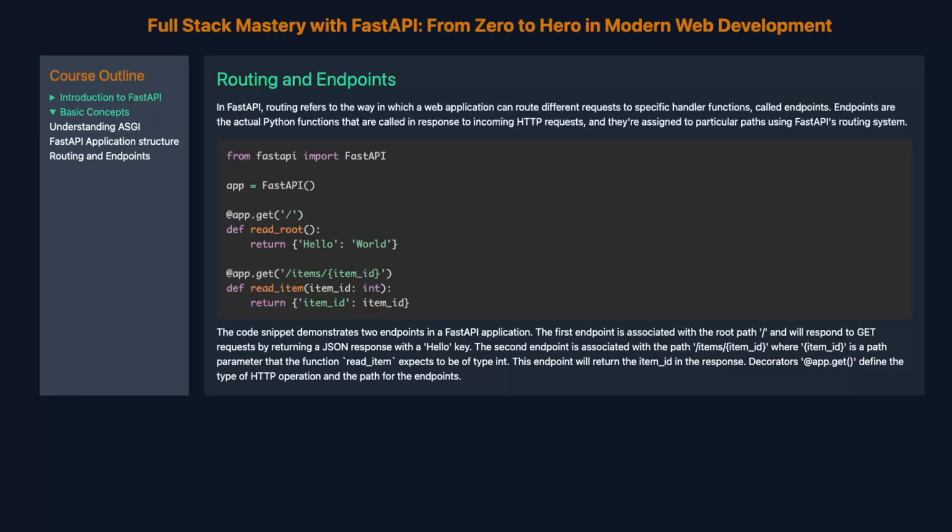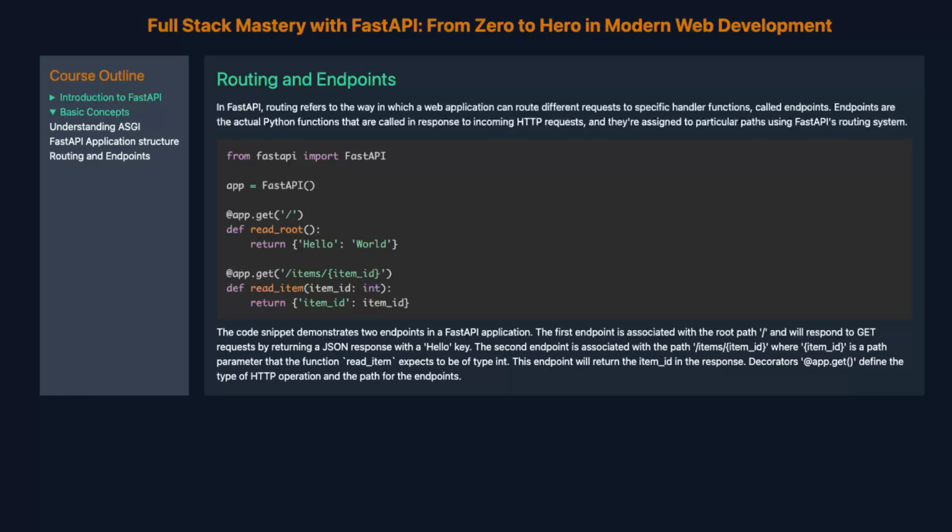The code snippet demonstrates two endpoints in a FastAPI application. The first endpoint is associated with the root path / and will respond to GET requests by returning a JSON response with a hello key. The second endpoint is associated with the path /items/{item_id}, where item_id is a path parameter that the function read_item expects to be of type int.